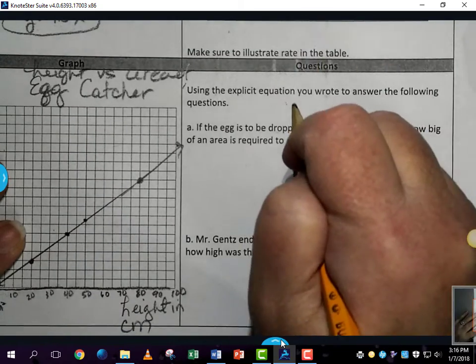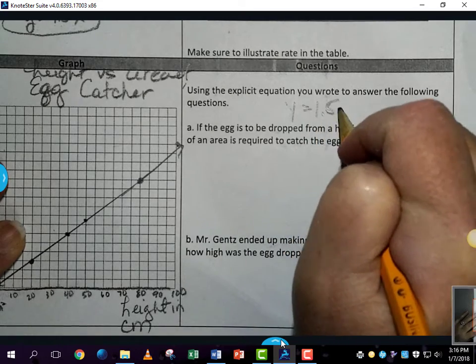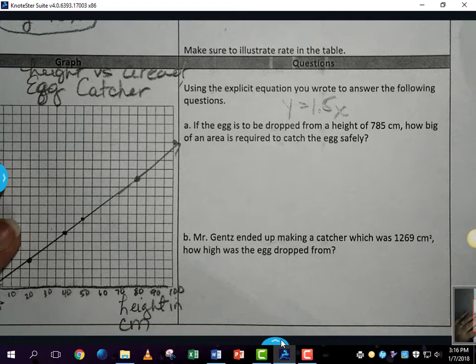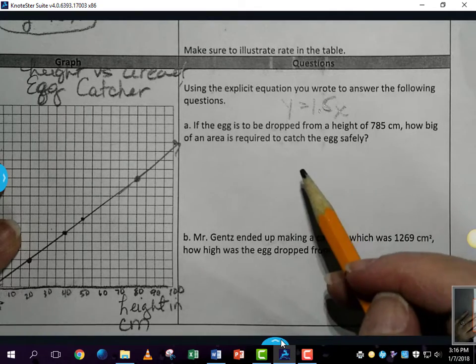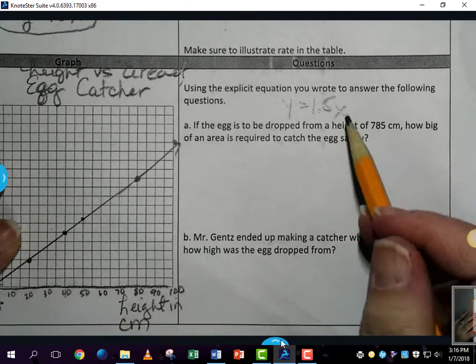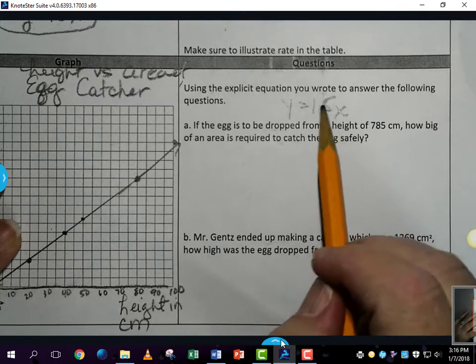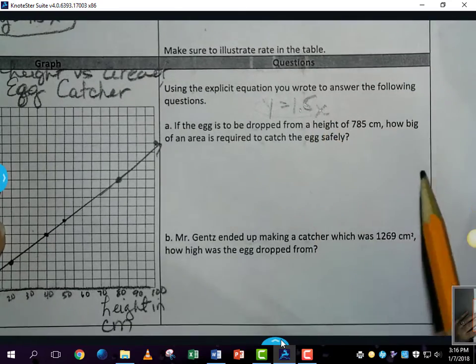Alright, so then in these problems right here, it says use the explicit equation that you wrote. So the equation that we wrote was y equals 1.5x, to be able to answer the following questions. On the quiz and any assessment where it asks you to make predictions, that's what the majority of these questions are doing, asking for predictions, you must start with the explicit equation.